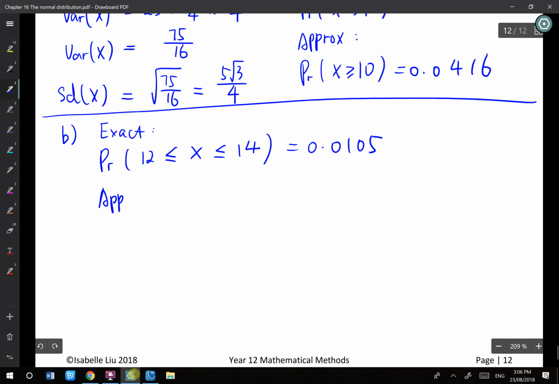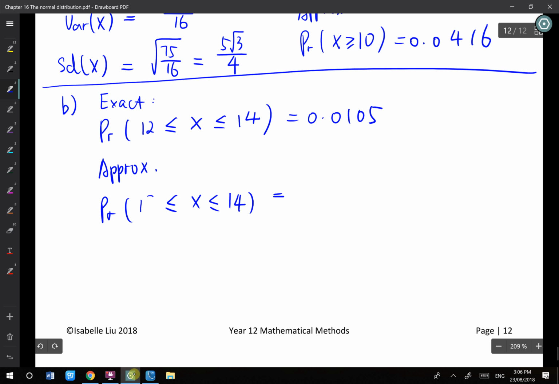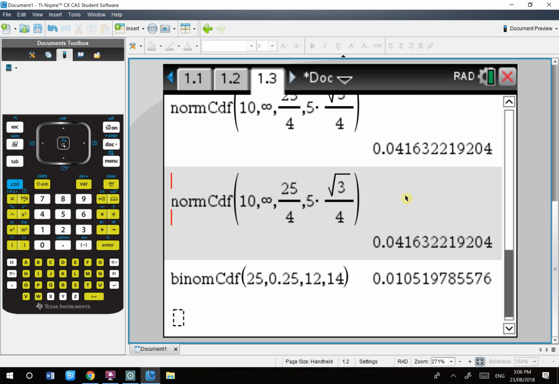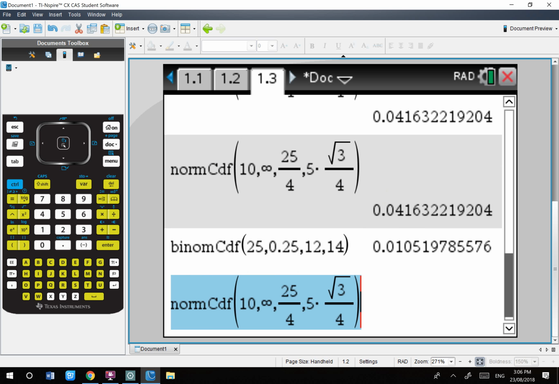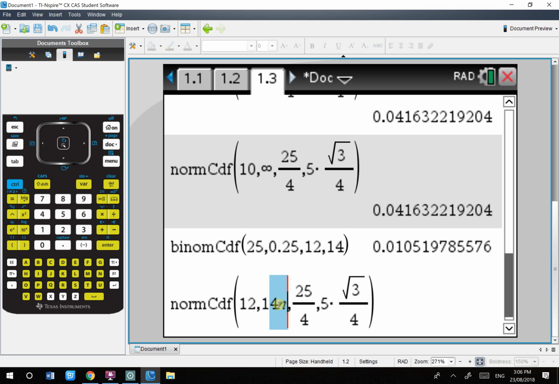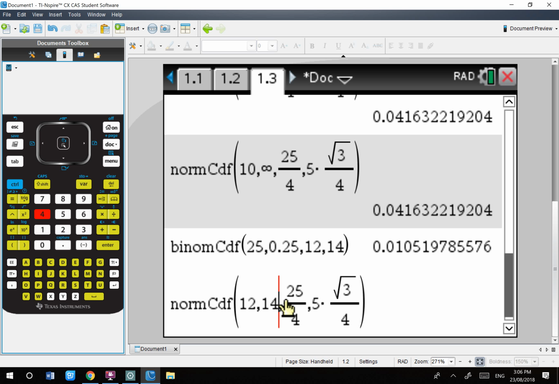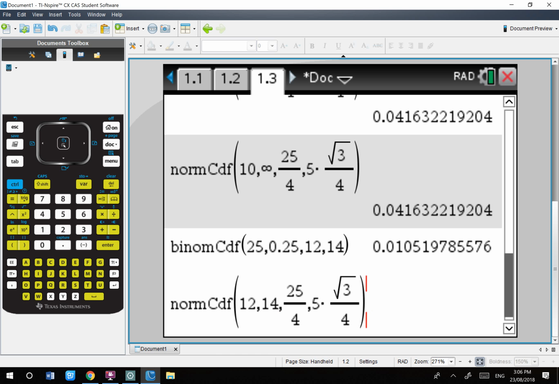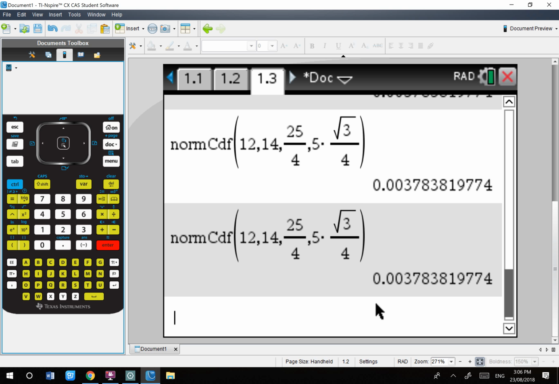Okay, so let's look at the approximate probability. We have the same notation here, still the same thing. So what we have now is normal CDF. Lower bound we have is 12. Upper bound we have is 14. All the rest will be the same. Press enter. That's 0.0038.